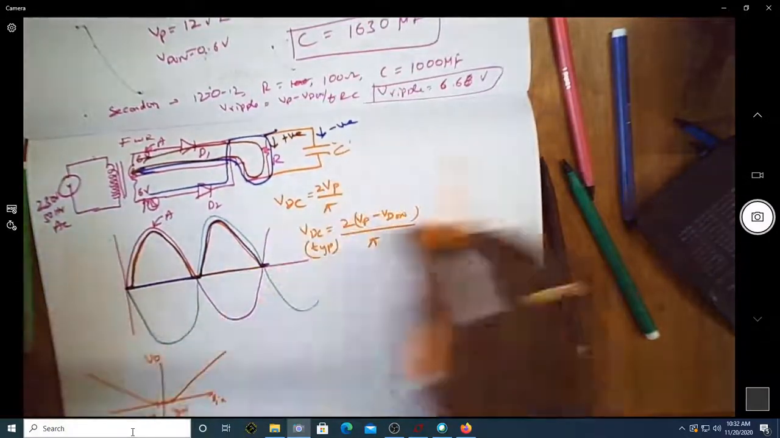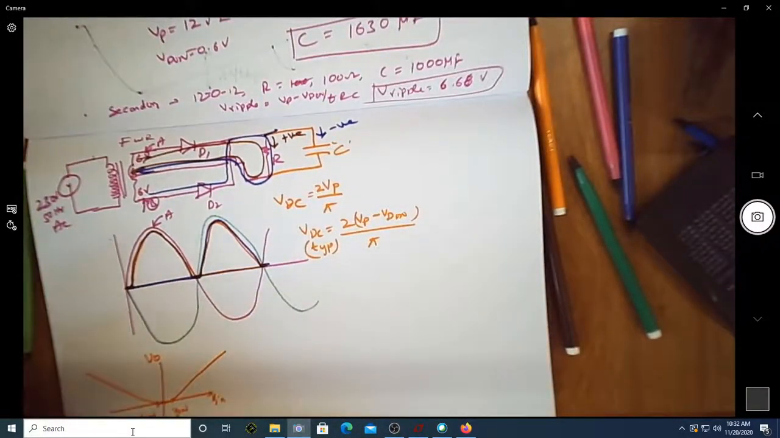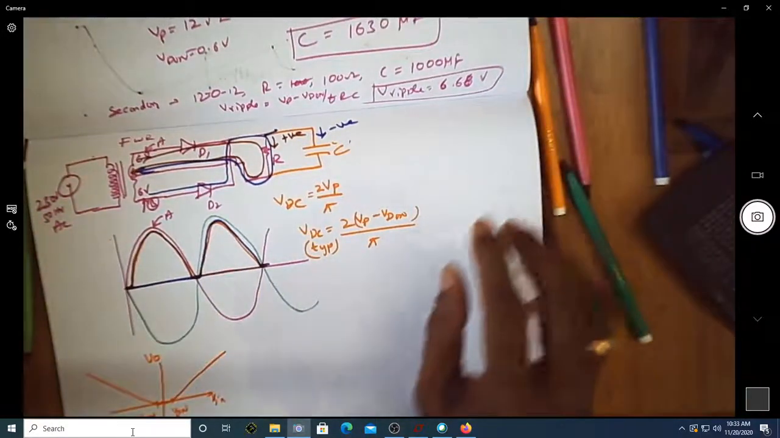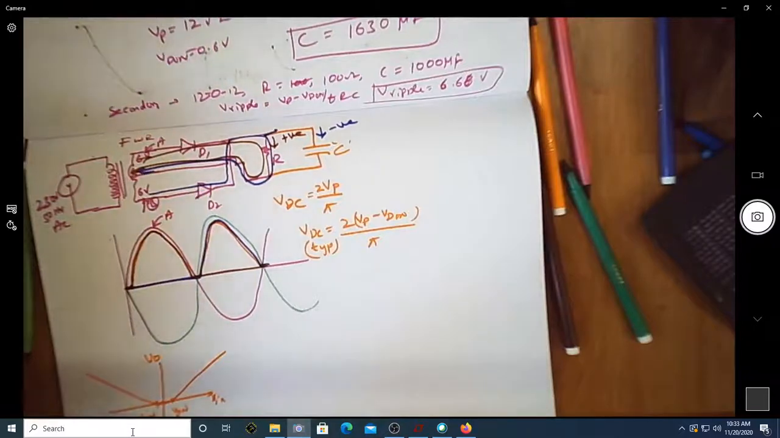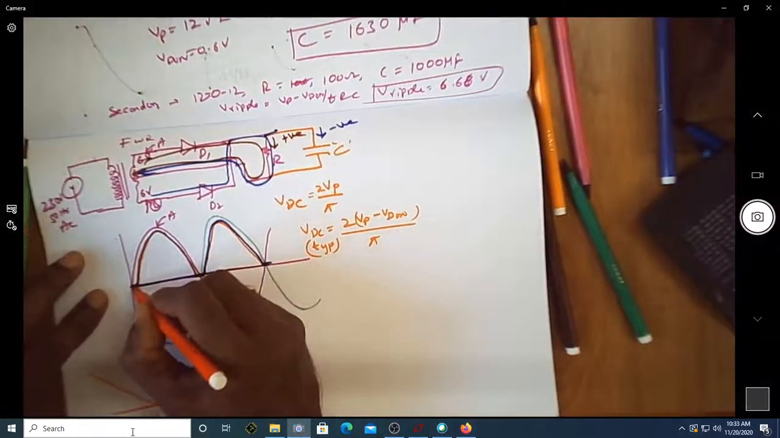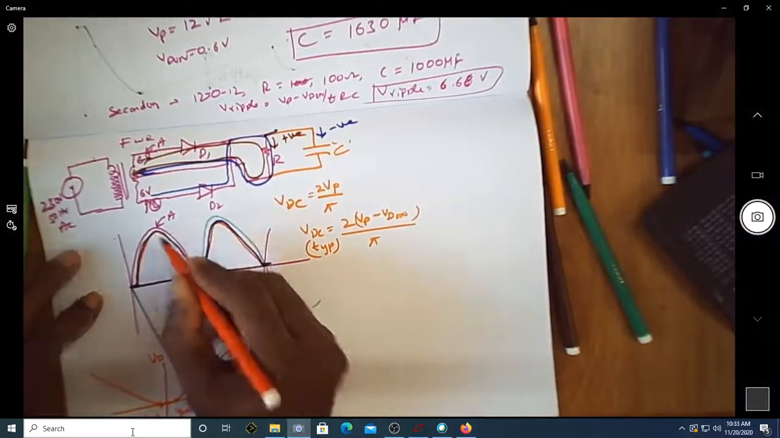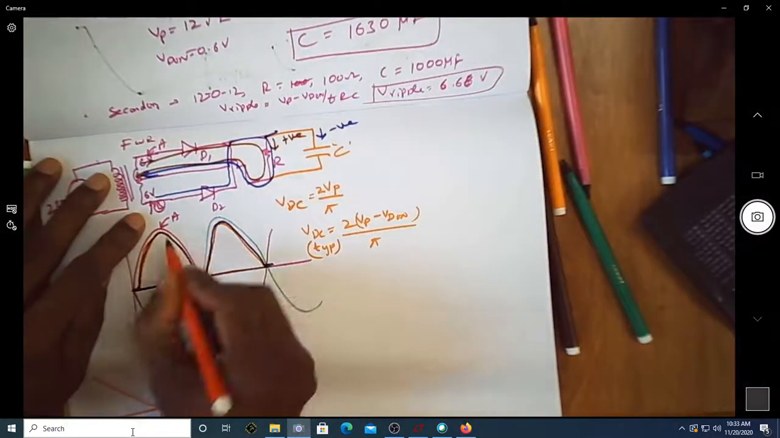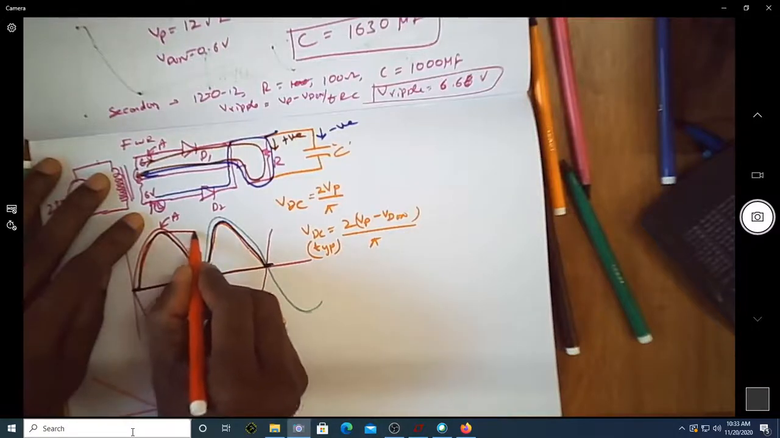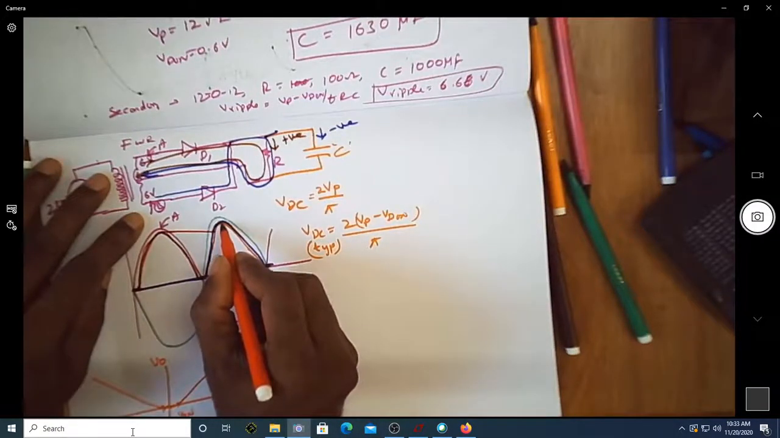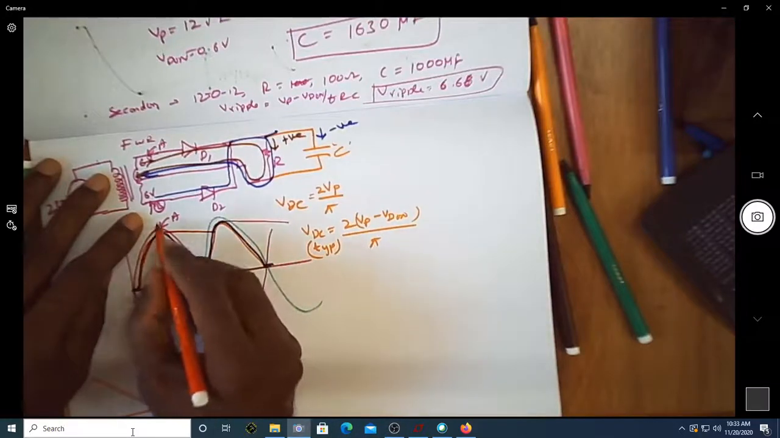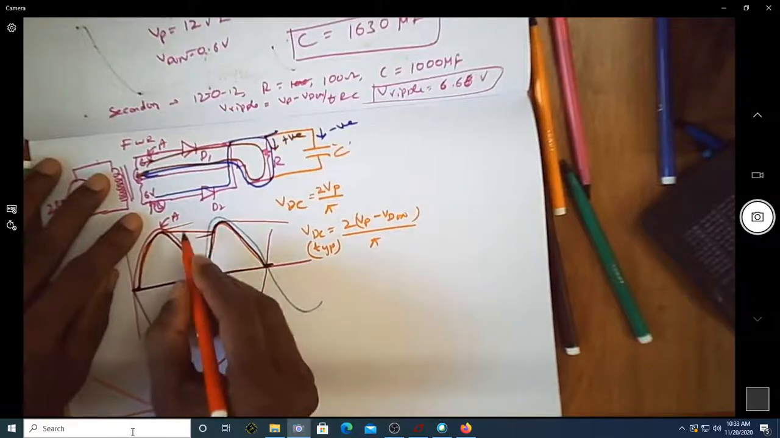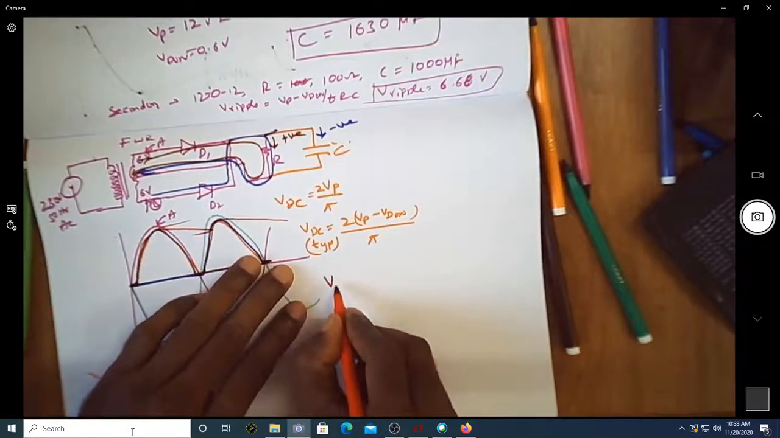We know, as we discussed in the previous case also, that once we put the capacitor, this voltage while charging goes perfectly along with this. Once the diode D1 turns off, and D2 is already off, it goes like this. Can you see now it is going like this? Then it goes up here, then it comes down. So we are interested in what this ripple voltage is.